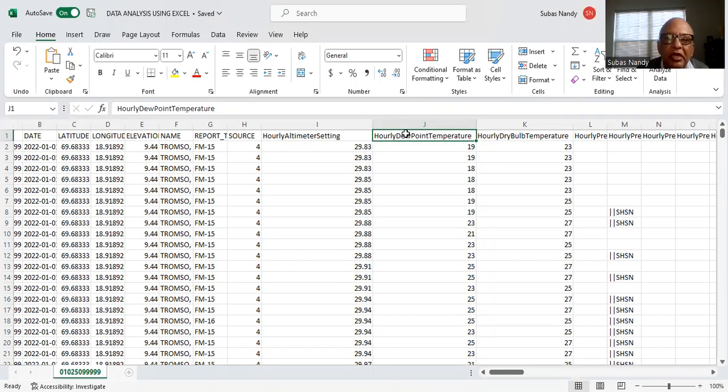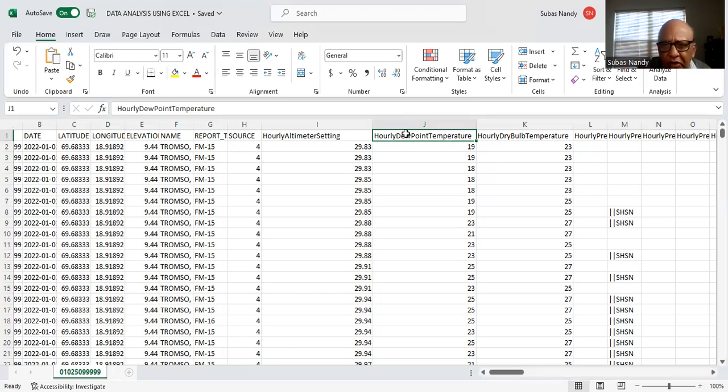Then I want to find the interquartile range, IQR, which is Q3, the third quartile, minus the first quartile. And then using the 1.5 times IQR formula, I'll find out if there is any outlier in this dew point temperature data set.